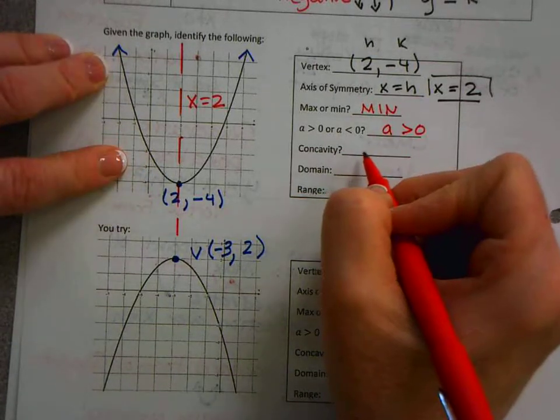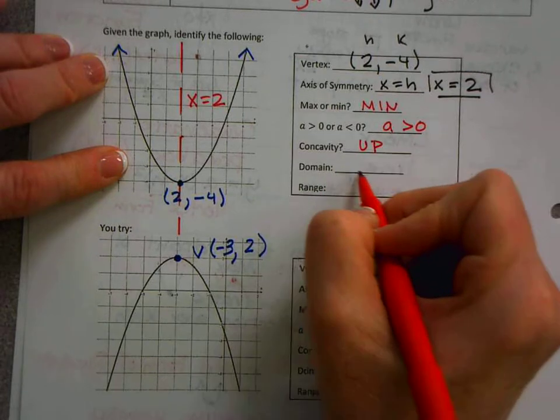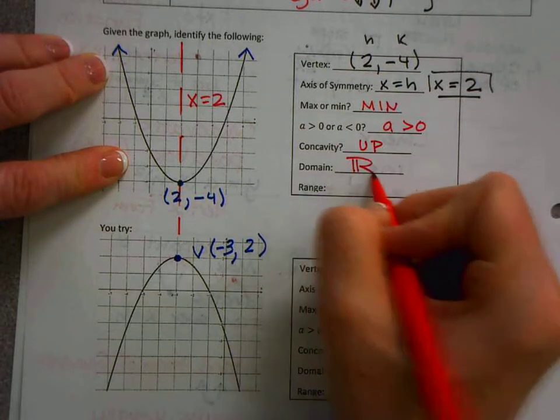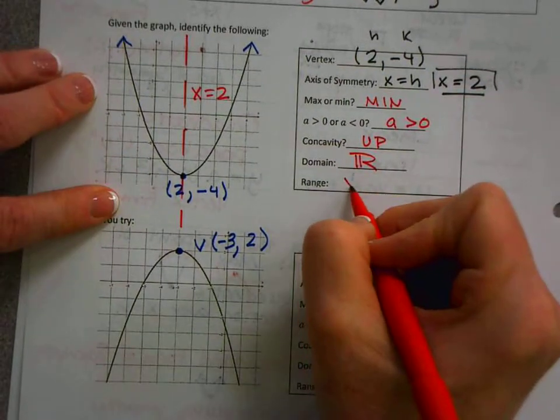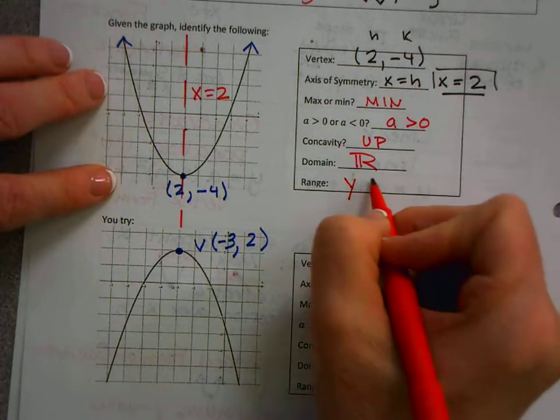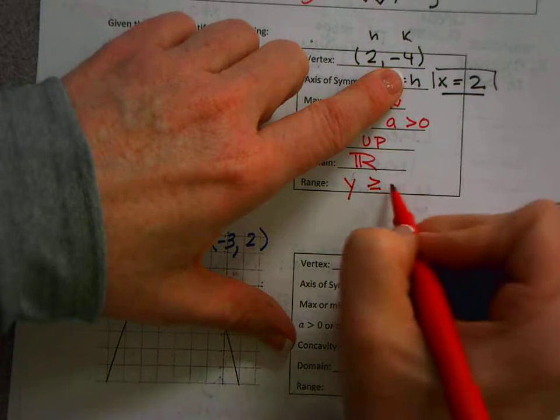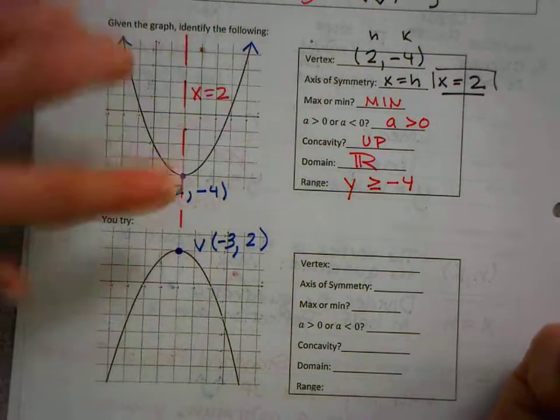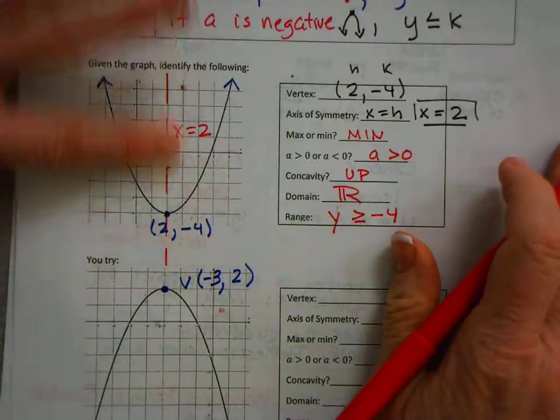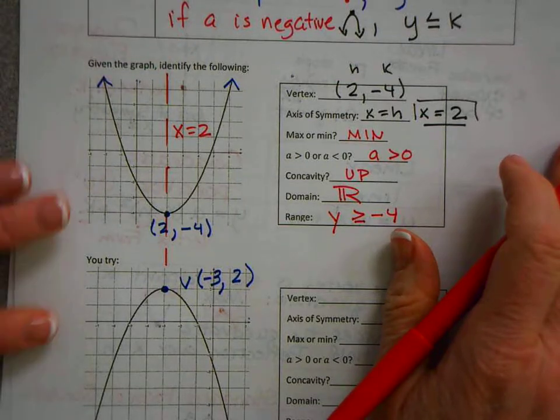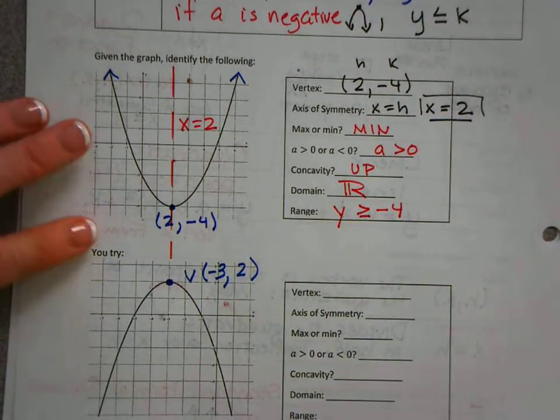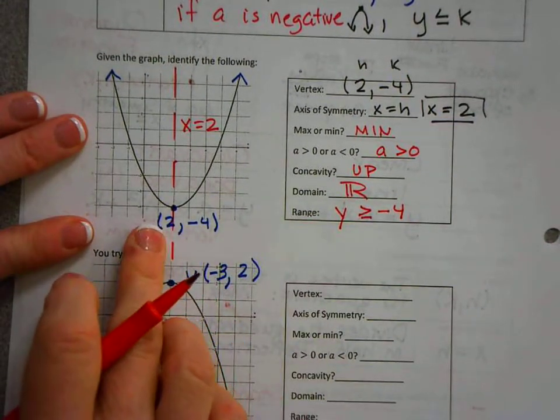Concavity, that means up or down. This is up. Domain, all real numbers. Range, y, it's facing up, is greater than or equal to, where's k? Oh, there's k, negative 4. Okay, y is greater than or equal to negative 4. All right, there we have a parabola, a quadratic where a is positive.